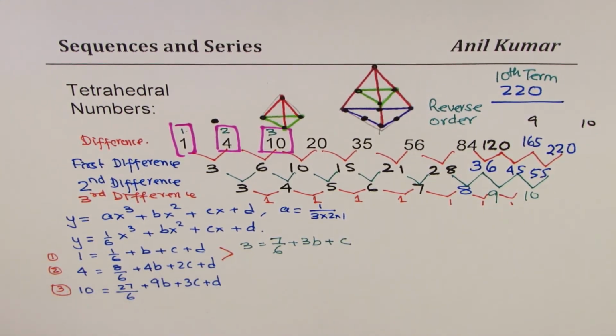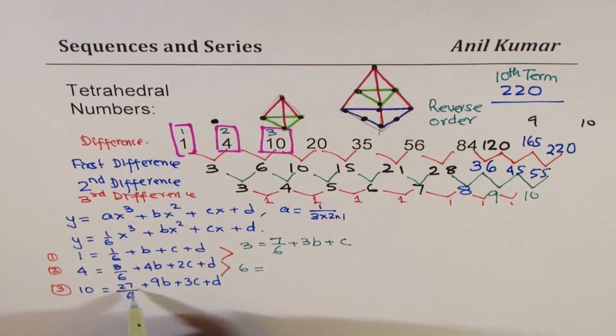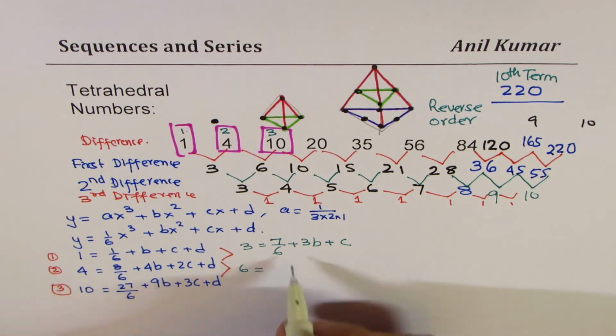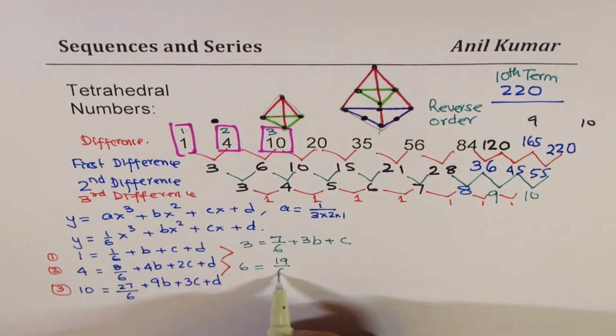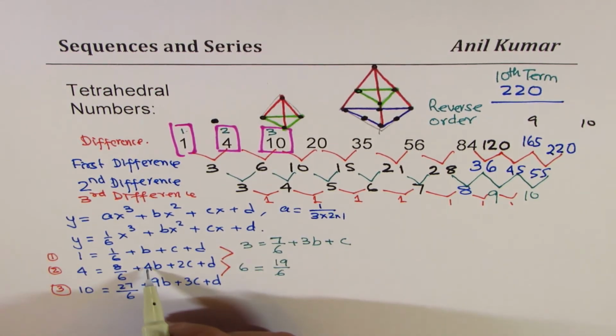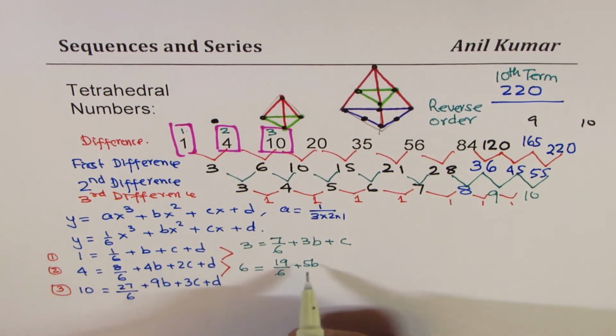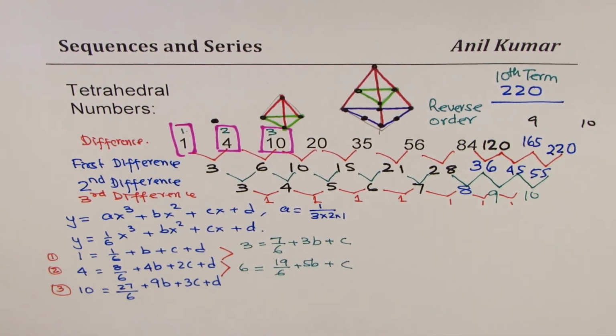Now if I do the other two equations, 10 minus 4 is 6 equals, now we have to do 27 minus 8, which is 19, so we get 19 over 6. And 9 minus 4 is 5, so we get 5b. And 3 minus 2 is 1, so we get 1c. Correct? So we get these two equations.